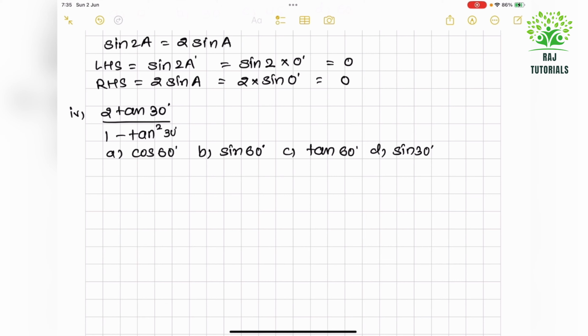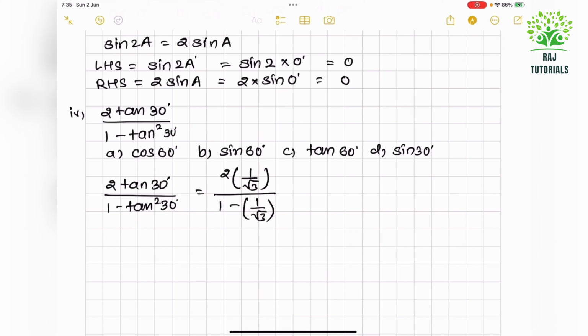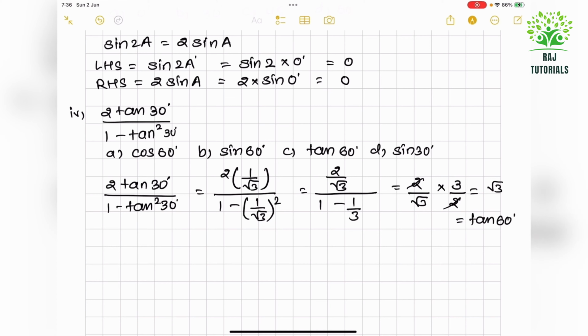So if I solve this one, 2 tan 30 upon 1 minus tan square 30. If I start putting the values, this will be 2 into 1 by root 3 whole upon 1 minus 1 by root 3 whole square. So this will be 2 by root 3 into 3 by 2. So I will get root 3, that is tan 60.